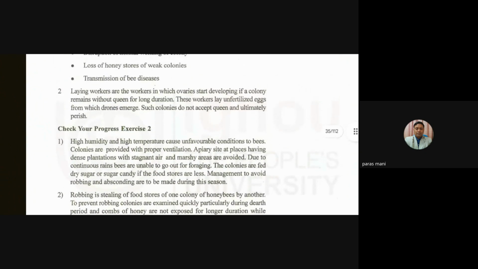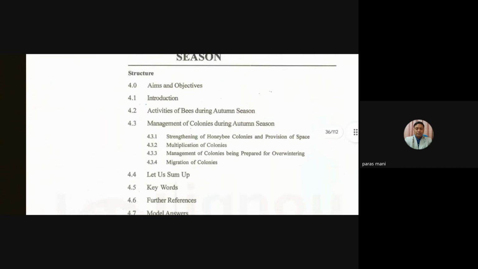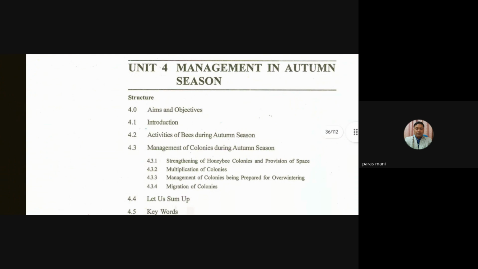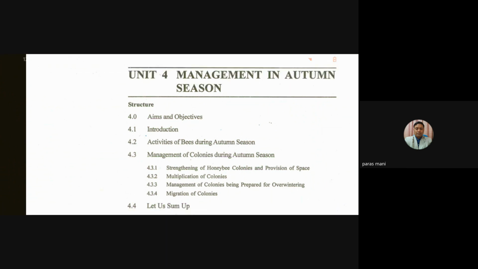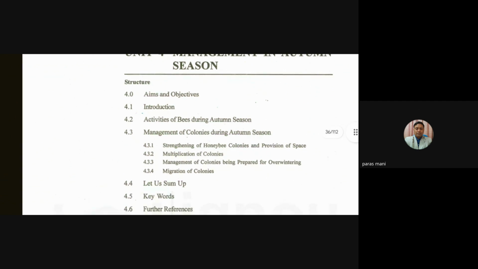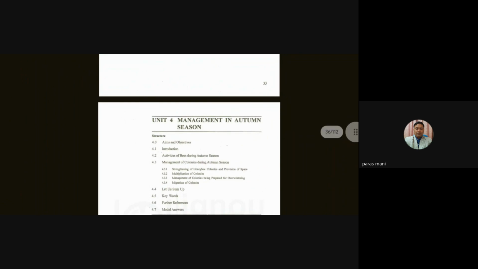You can go through these model questions, and answers are given. If you have any doubt, we can discuss. Shall we discuss in the next session from here? Yes, sir.